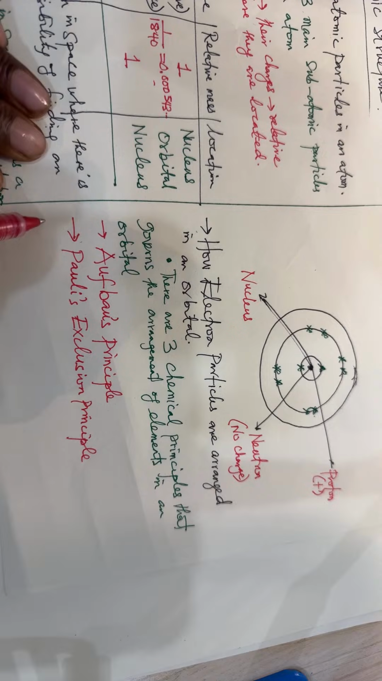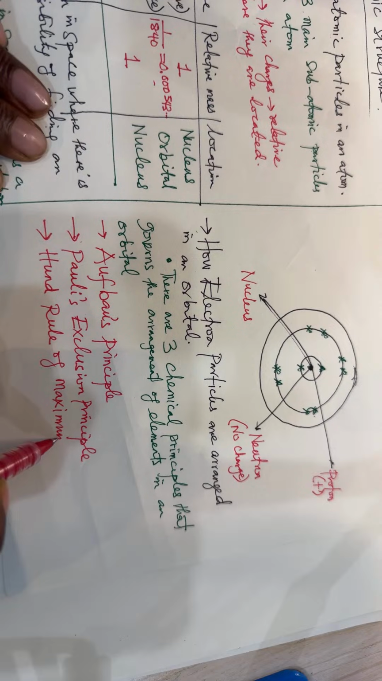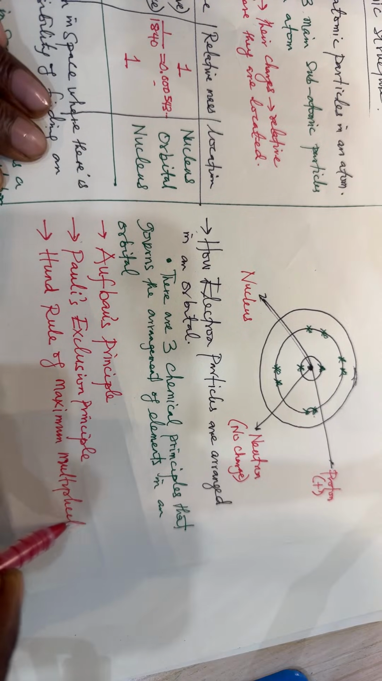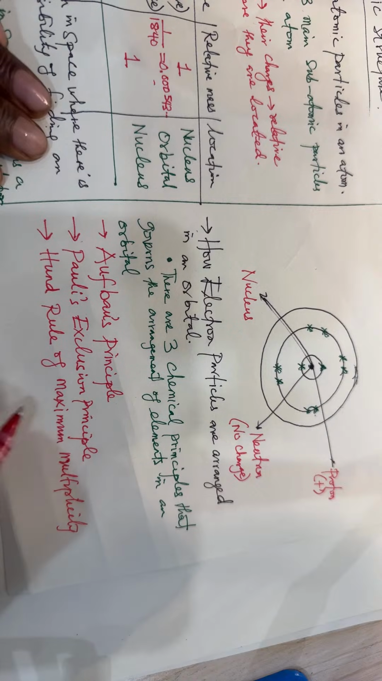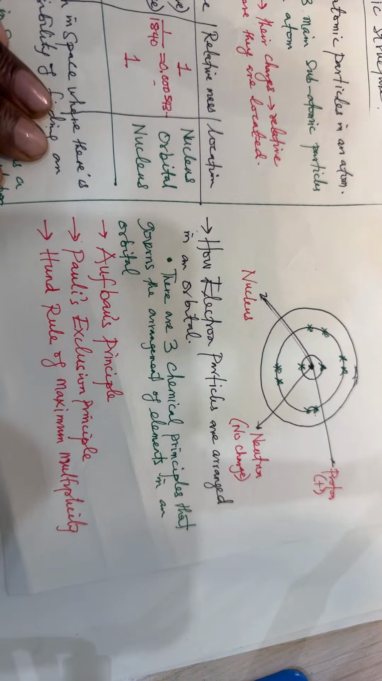Now the third one, what do they call it? Hund's rule of maximum multiplicity. Some people put apostrophe S as Hund's rule of maximum multiplicity. So if you don't know these three chemical principles that govern the arrangement of electrons in an orbital, it will be for you o.